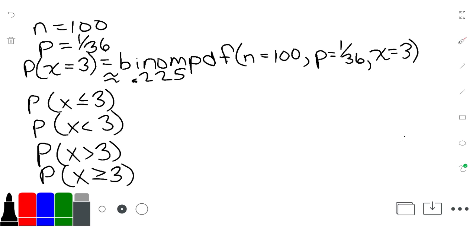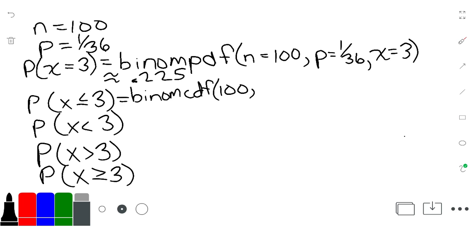So for the next one, I want to find the probability that x is, I'll say it this way, no more than 3. So it could be that you win 0 times, or you win once, or you win twice, or you win 3 times, up to and including 3. So this is a binomial CDF scenario. C stands for cumulative. And this time I'm not going to write all the different descriptors out. I'm just going to write 100.